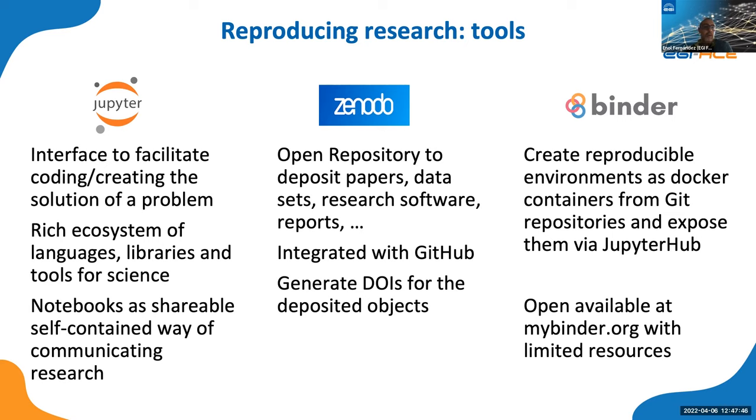And the third part is Binder. I'm also quite sure that lots of people know about Binder, which is an open instance of this software that is available to create reproducible environments as Docker containers. Basically, Binder takes a Git repository from GitHub, for example, builds a Docker container from it that is always the same for a given Git commit, runs it, and makes it available through JupyterHub to the user. That's how we can achieve reproducibility of the research. There is this mybinder.org website where anyone can just go, put the link to the GitHub repository, and it produces that. Although it's very nice because it's open, it's also limited in the resources that are available.